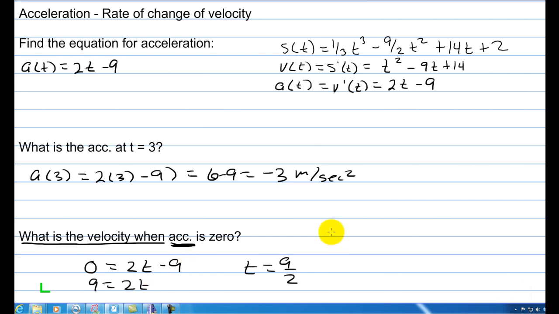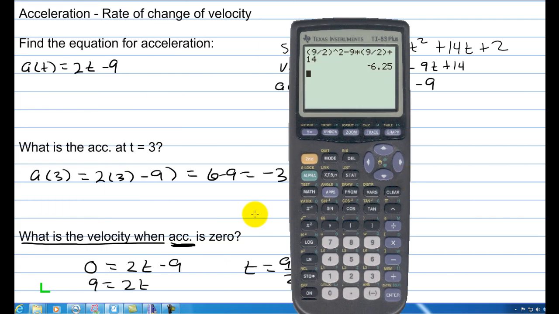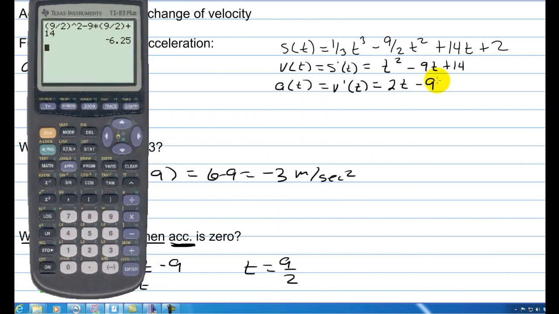For the sake of time, I've already entered that into the calculator. So here it is. The formula for the velocity is t squared minus 9t plus 14, and I've plugged 9 halves into that. 9 halves is when the acceleration is 0, and they want to know what is the velocity when this happens. So we're going to use the formula for velocity, t squared minus 9t plus 14. And here's 9 halves plugged into that, and it turns out the acceleration is negative 6.25.